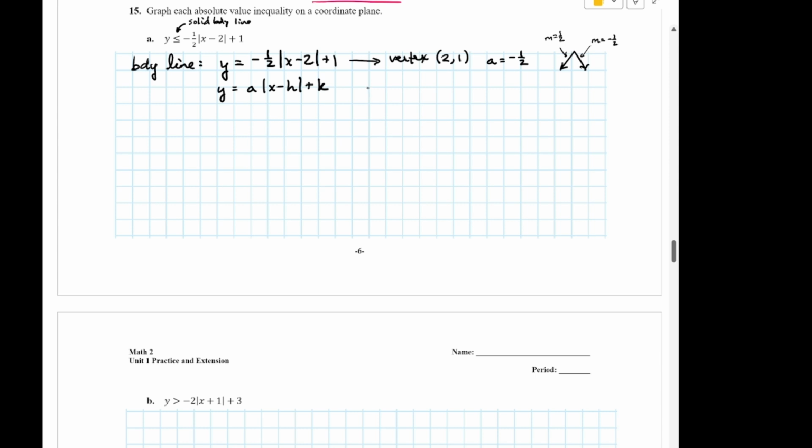So let me just make some axes here. So here's a y-axis and an x-axis. And I will plot the point (2, 1). Here's (2, 1). And then I've got a slope of 1/2. So rise is 1, run is 2. So down 1 over 2, down 1 over 2, down 1 over 2, and then same deal on the other side. Down 1 over 2, down 1 over 2, and then I can connect them.